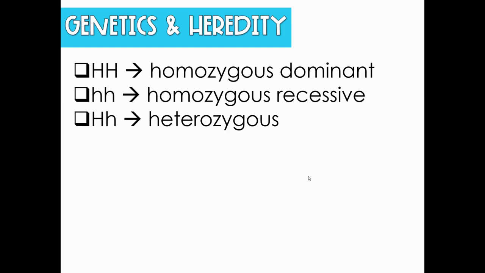In genetics or heredity, we use capital letters to represent dominant alleles, and we use lowercase letters to represent recessive alleles. So if I have 2 capital letters as my genotype, we call this homozygous dominant. If I have two lowercase letters as my genotype, we call this homozygous recessive. And if I have one capital letter and one lowercase letter, they're different, so we call this heterozygous.